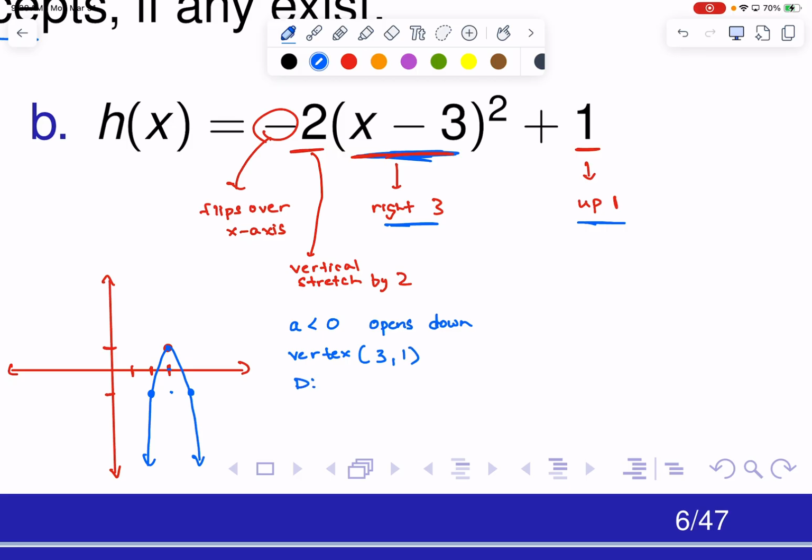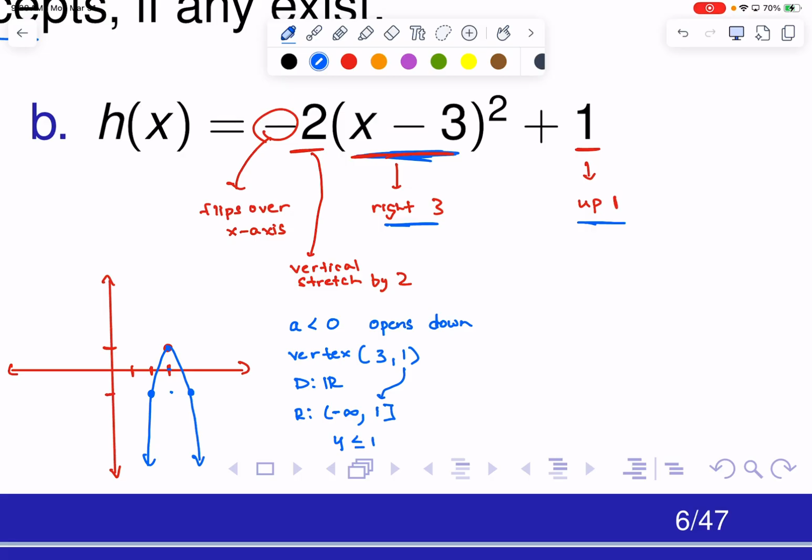What's the domain? What's the domain for every one of these? Double bar R. What's the range? Now the range, be careful because we're going down forever. So how do you do it? Negative infinity up to what? 1. Bracket. And that's based on the y value for the vertex. Or you can go y is less than or equal to 1. Is that okay?